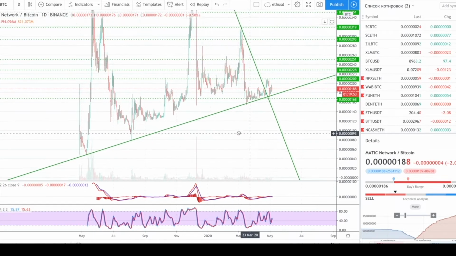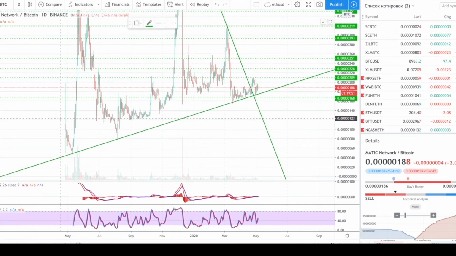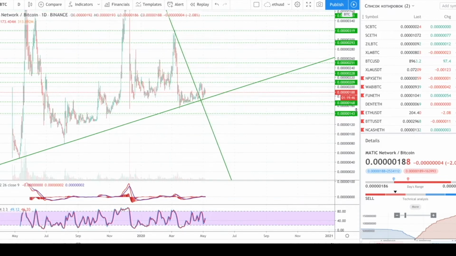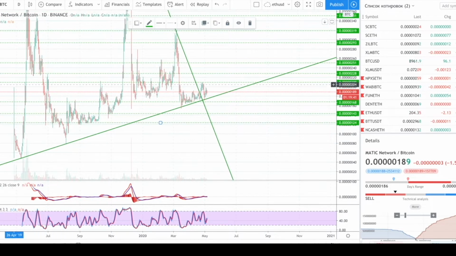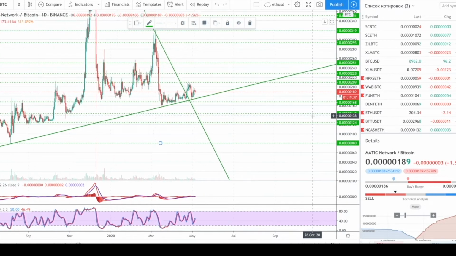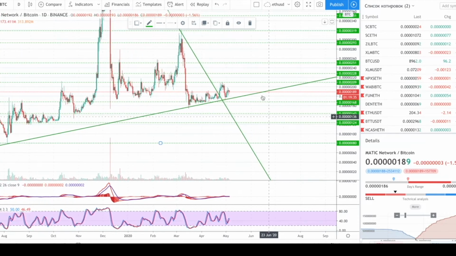It's 168, 133 and 124, and the lowest level is 80. Well, at the moment the coin looks quite promising, and there is every chance that the price will go up.